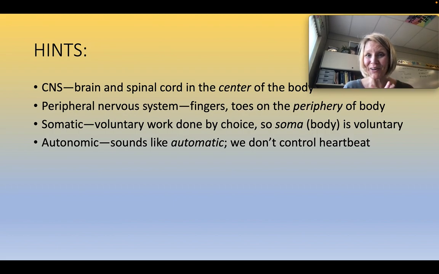Okay? So get these notes down, and then when we come to class, we'll discuss them a little bit further, and I'll have you chart out the way it's all broken down.